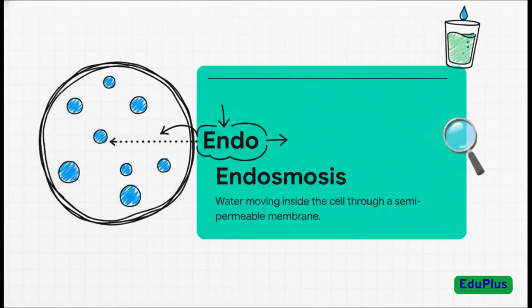Now, a really vital type of passive transport is osmosis. Specifically, let's talk about endosmosis. Endo means inside. So this is simply the process of water molecules naturally flowing from a higher concentration outside, straight through that semi-permeable membrane, and right into the cell. It's essentially the cell taking a desperately needed drink to stay hydrated.